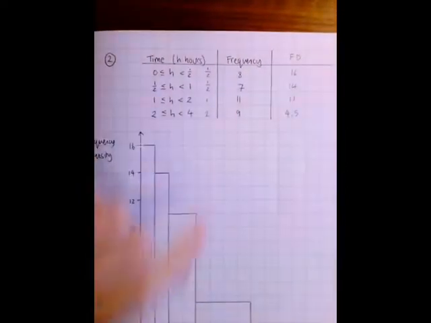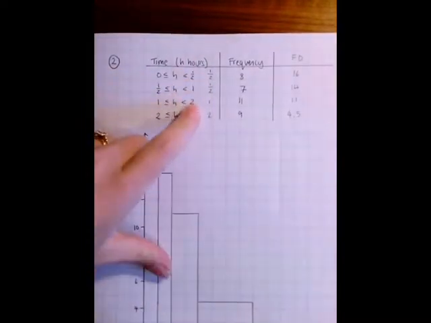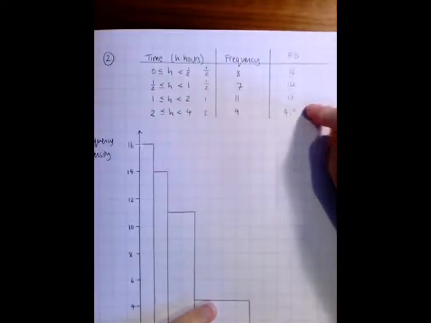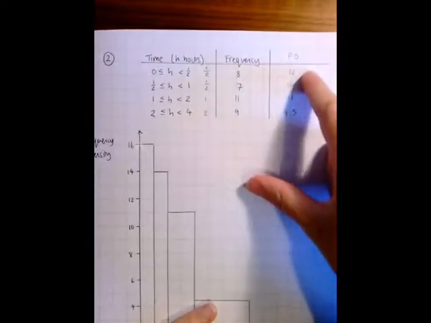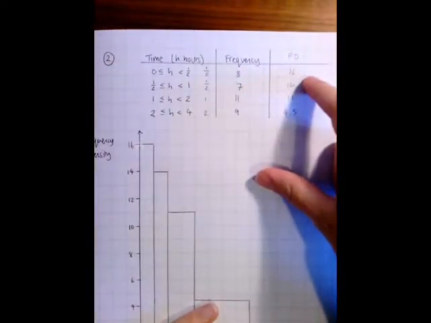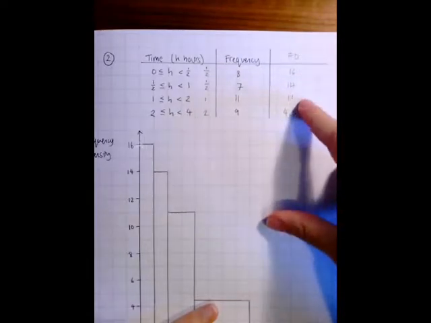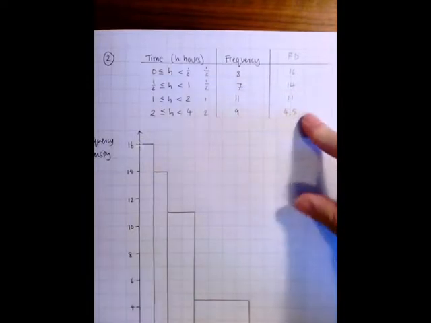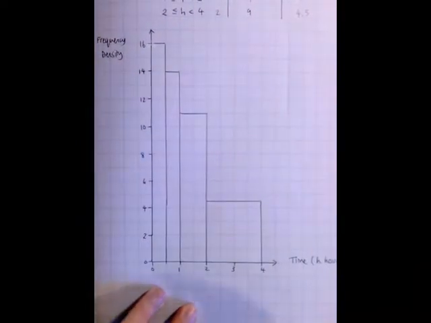So for the class widths, we have a half, half, 1 and 2, and then that gives you quite large frequency densities, because if you do 8 divided by a half here, you actually get 16. It's how many halves go into 8. And then 7 divided by a half is 14, 11 divided by 1 is 11, and 9 divided by 2 is 4.5. So you might have different axes to me, but as long as you've got those values right, that's fine.